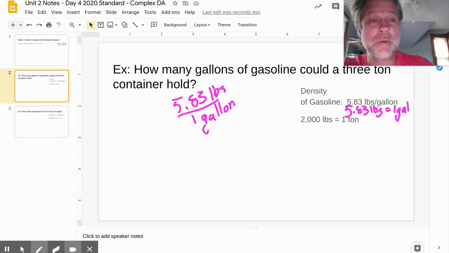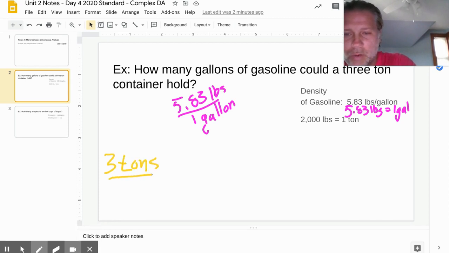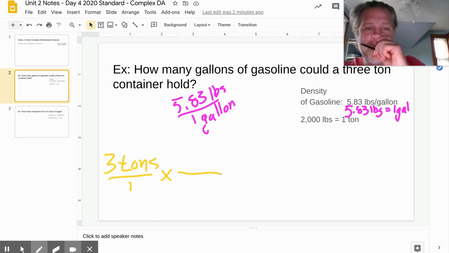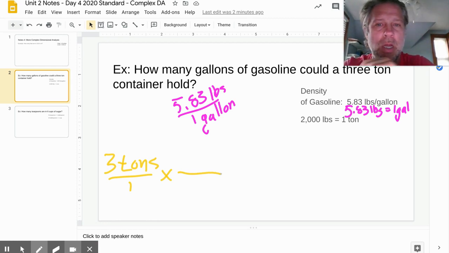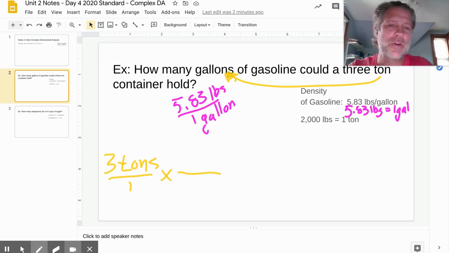Sometimes we will give you problems and you will be given a density, and that density tells you more information than you think it does. So let's start this problem. We're going to start with the 3 tons, and I'm going to put it over 1, just like we did in the past. And then I'm going to go from tons to gallons. Well, I don't have any relationship that goes directly from tons to gallons. So I'm going to use the conversion that I found before and work our way to gallons.